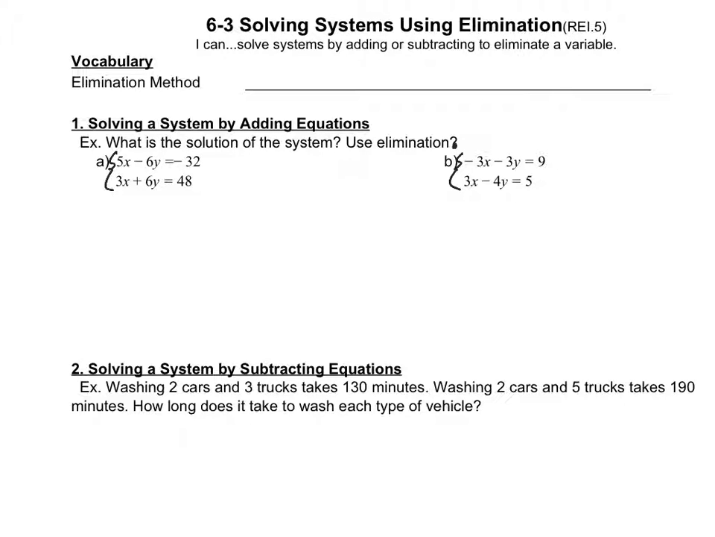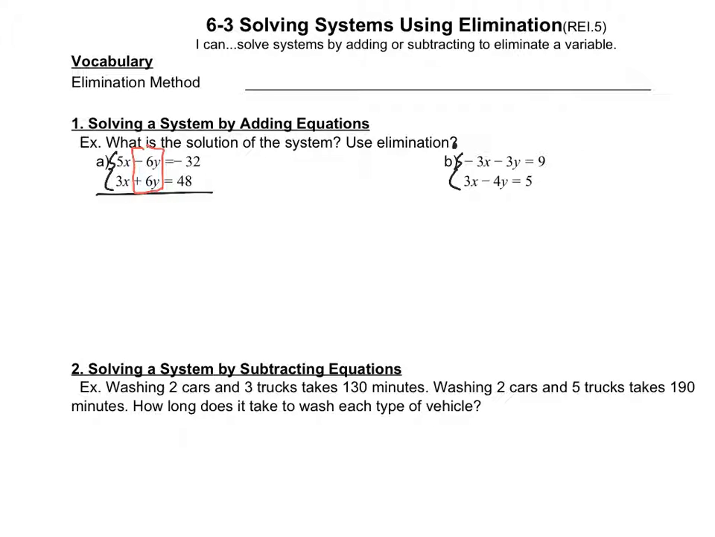So what I'm going to do is combine these two equations to eliminate one of my variables. And it doesn't matter which variable you choose to eliminate, the x or the y. It just depends on the coefficients and which ones are going to be the opposites and which ones are going to be the easiest to deal with. So if you notice right here, we have 6y minus 6y.